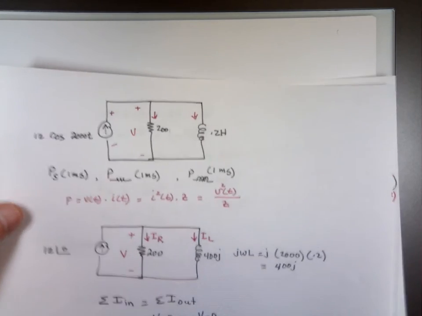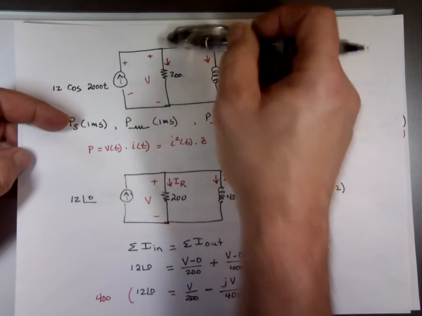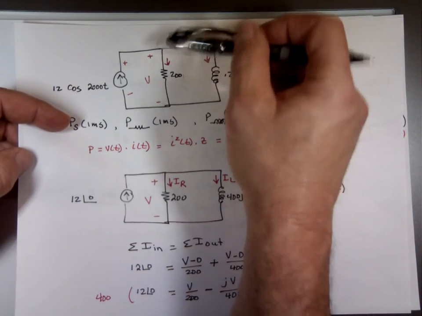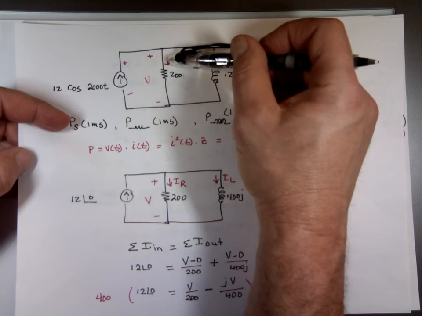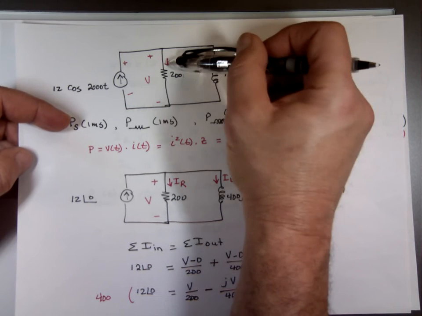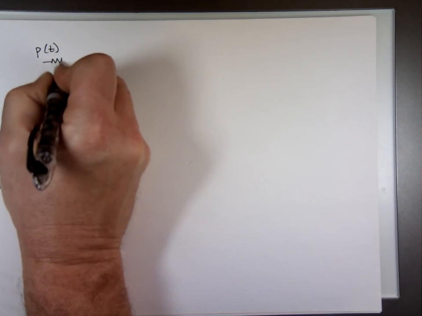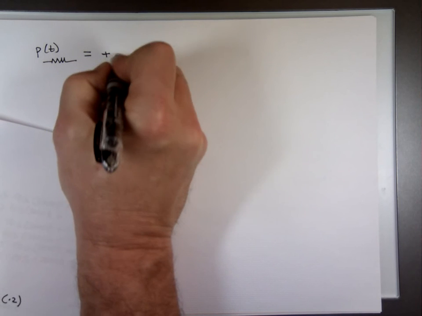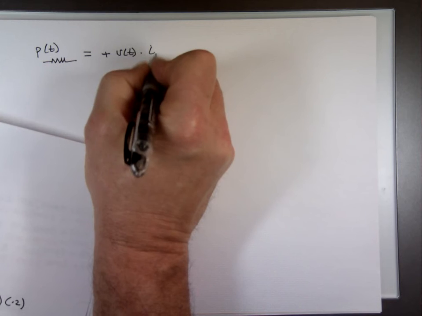I mean instantaneous, yep. What's the instantaneous power absorbed by the resistor? So we do voltage times the current through the resistor. We say it's a plus because it's entering. Notice positive current entering the plus side. So the instantaneous power taken by the resistor is a function of time. It's going to be plus the voltage as a function of time times the current through the resistor as a function of time.